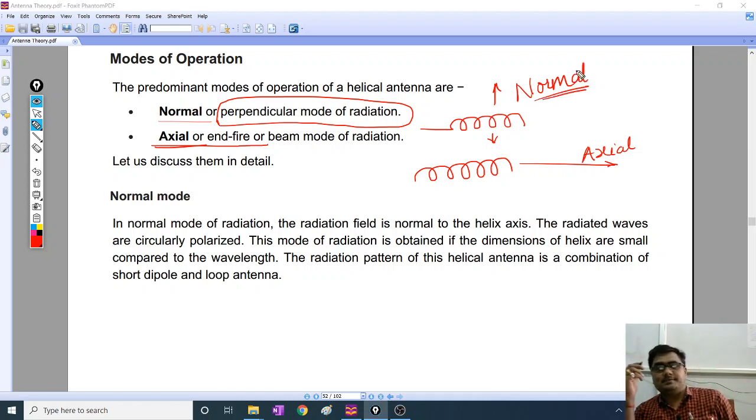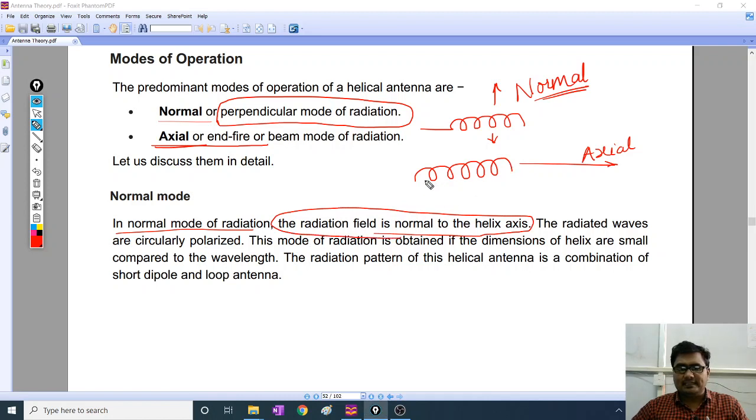So those are two types. In normal mode radiation, the radiation field is normal to the helix axis. Helix axis means the center part, the support we have given, that direction is called the axis. Look at this, this is the axis. If the radiation is normal or perpendicular to the helix axis, then it is a normal mode of radiation. If the radiation is in the direction of the axis, then it is the axial or end fire beam mode of helix antenna.